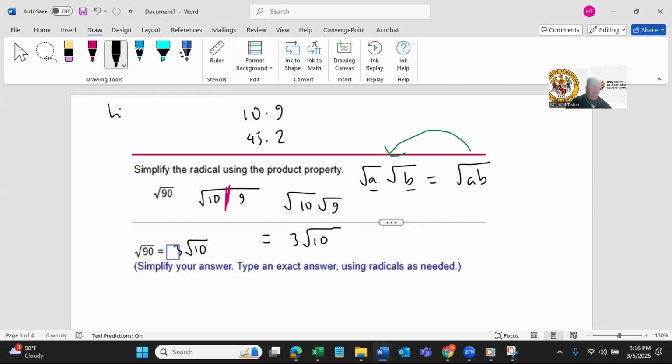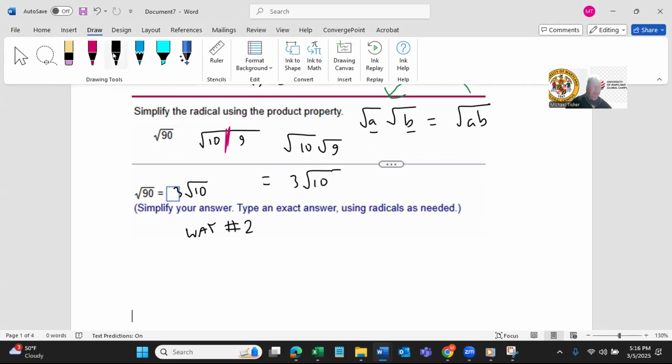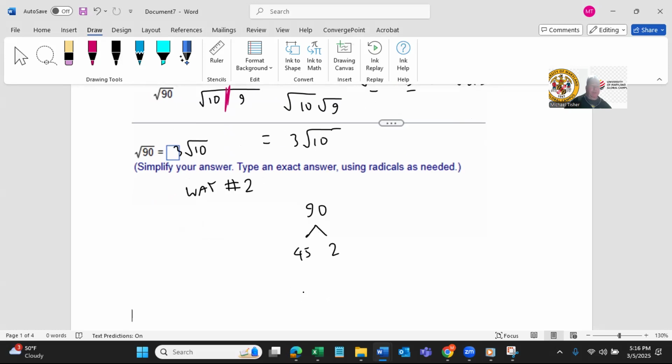Here's another way to do it. Here's way number 1. So let's do way number 2. Let's make a factor tree of 90. So to do that, think of two numbers that multiply to 90. And so we can say, for example, 45 and 2. And now we'll think of two numbers that multiply now to 45. So for 45, we have 9 times 5.